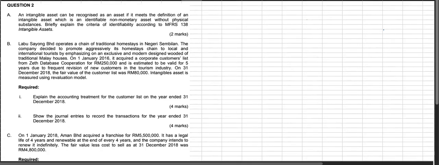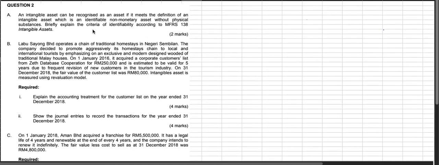We will discuss on Test October 2019, question 2 on intangible asset. Part A of the question: an intangible asset can be recognized as an asset if it meets the definition of IA, which is an identifiable non-monetary asset without physical substance. Briefly explain the criteria of identifiability according to MFRS 138 intangible asset.